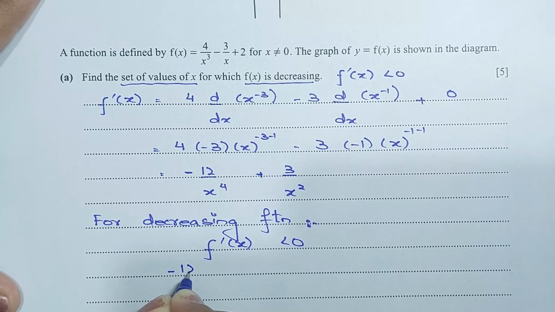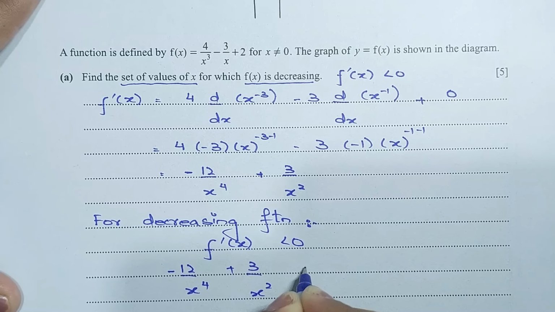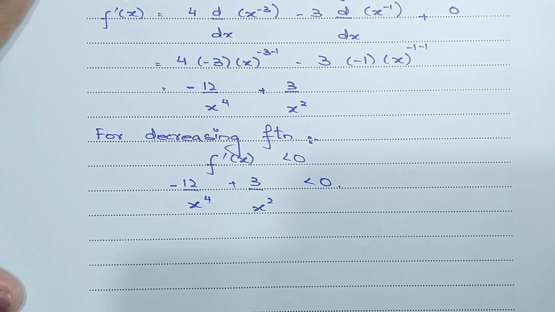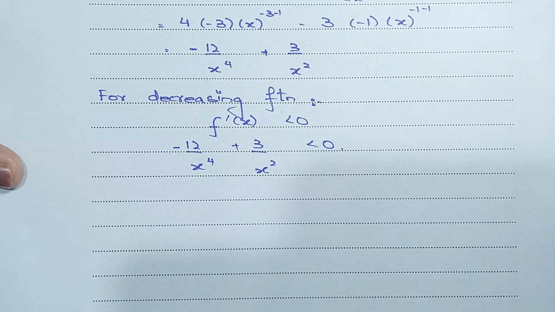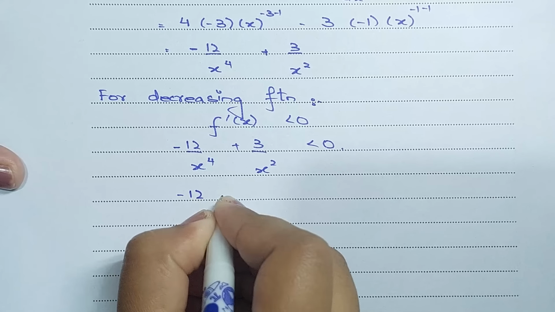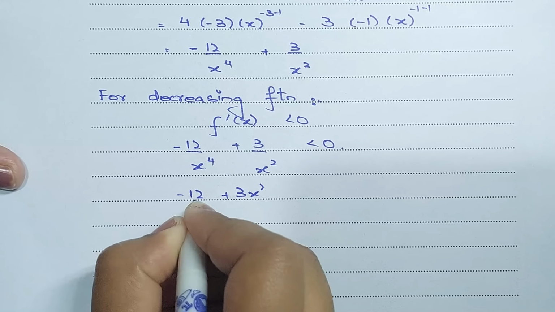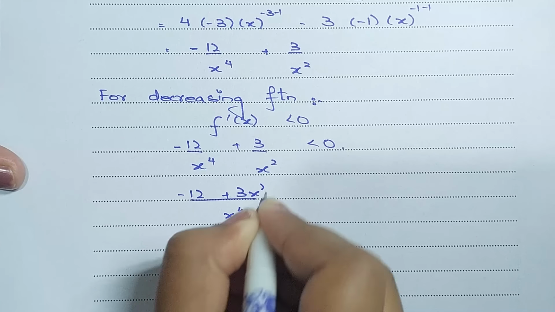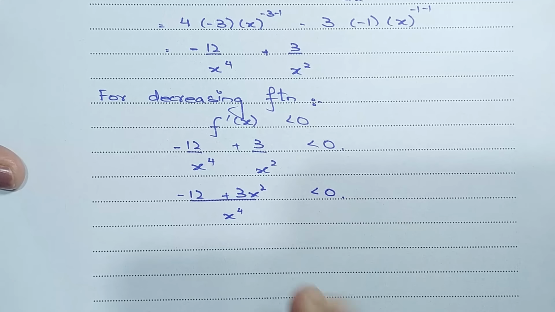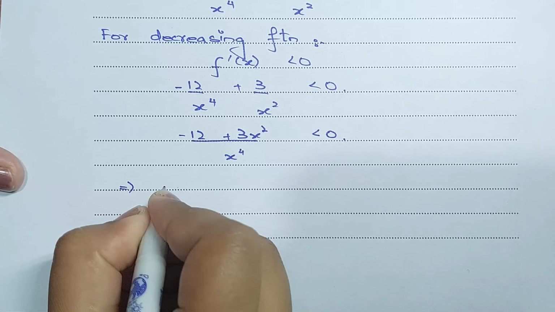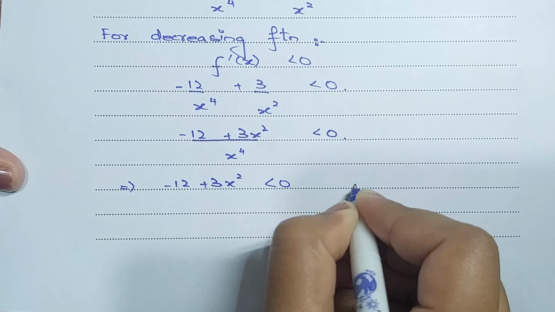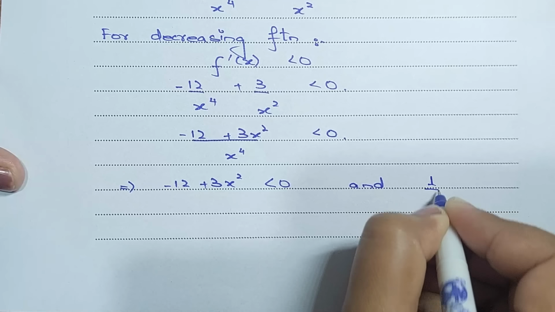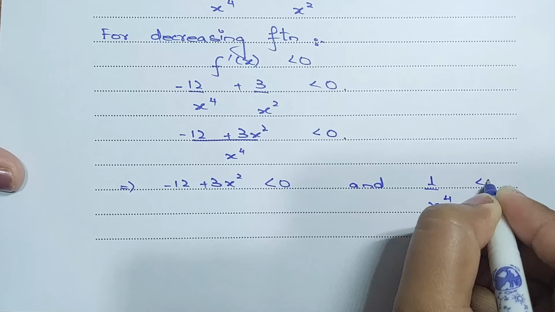So it means minus 12 over x to the power 4 plus 3 over x square should be less than 0. All right. Let me make the same denominator. So it is minus 12 plus 3x square over x to the power 4, with the same denominator, is less than 0. So this implies minus 12 plus 3x square is less than 0, and 1 over x to the power 4 is less than 0.